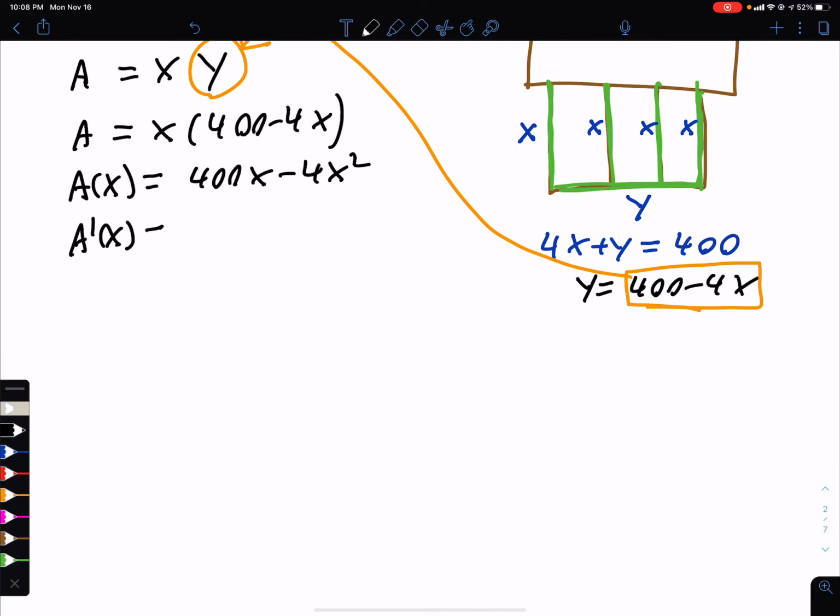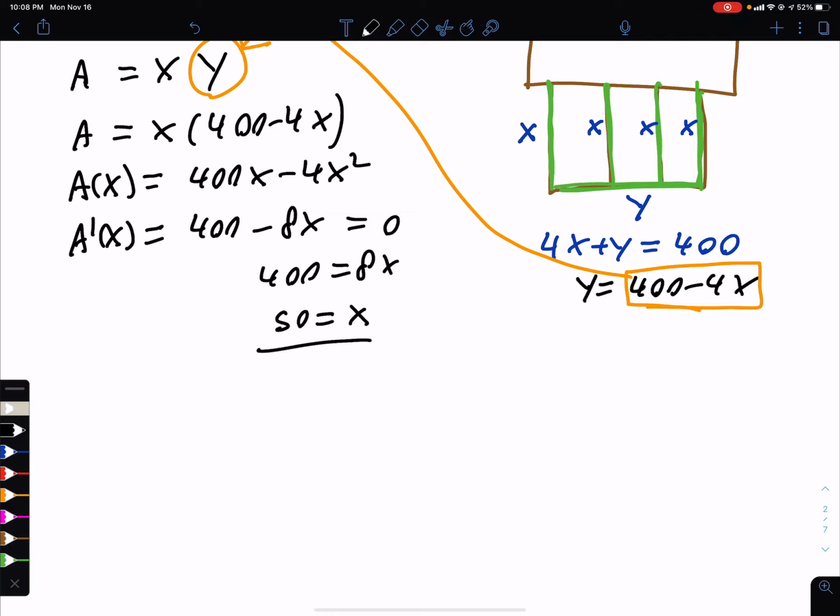Critical points are where the derivative is 0 or undefined. I take the derivative, I get 400 minus 8x. I set that equal to 0. I add 8x to both sides. I divide both sides by 8. And I get x is 50.